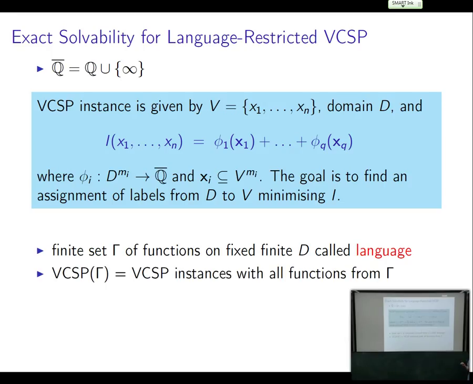And then VCSP of Gamma is the set of all VCSP instances, that is to say, all optimization problems of this form, in which all functions, those are the phi one through phi q, come from Gamma. And the question is, which languages are tractable and which are not? For which sets of functions can the class of problems built from these functions be solved exactly in polynomial time?